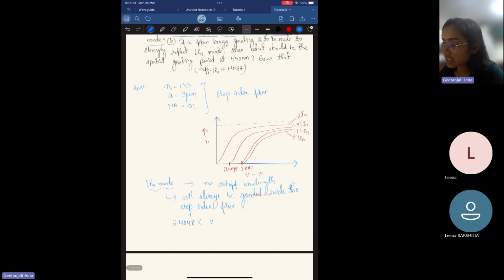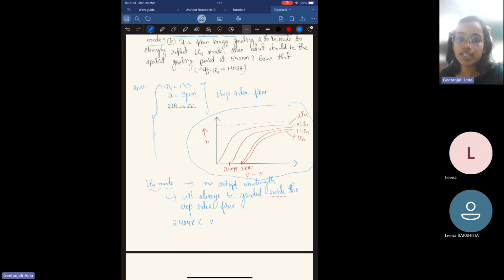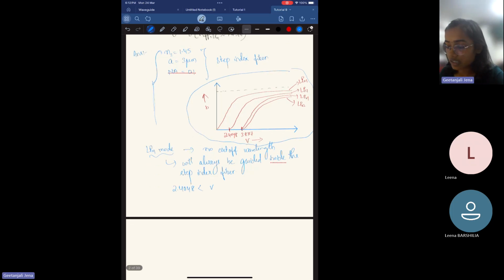Okay, let me give you a brief recap of what I said before. These parameters are already given to us for the step index fiber. The first part of the question asks whether the given step index fiber will support the LP01 and LP11 modes or not. For that, we have to look at the bV curve, which is the plot between b and V. The LP01 mode is always guided inside the fiber. It doesn't have any cutoff wavelength. So at least one mode is always guided inside the step index fiber.